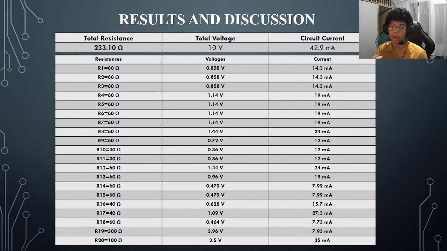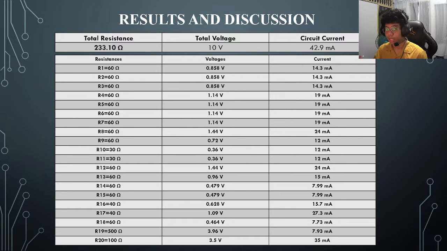If you have a certain value of voltage, and you have a higher resistance, the value of current will decrease. That's why it has only 7.93 milliamperes.